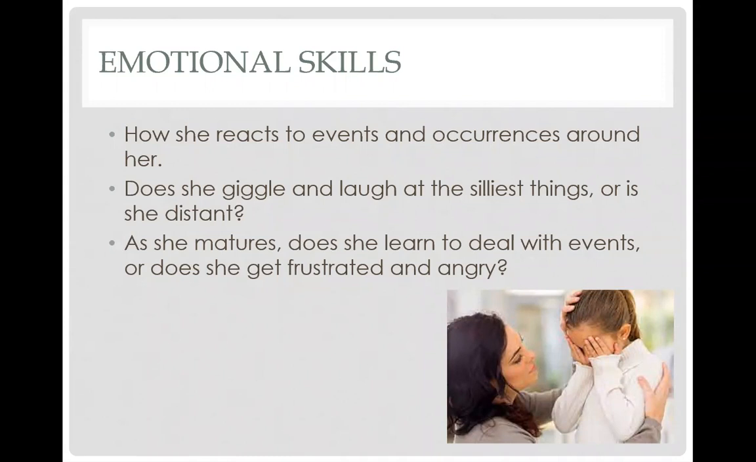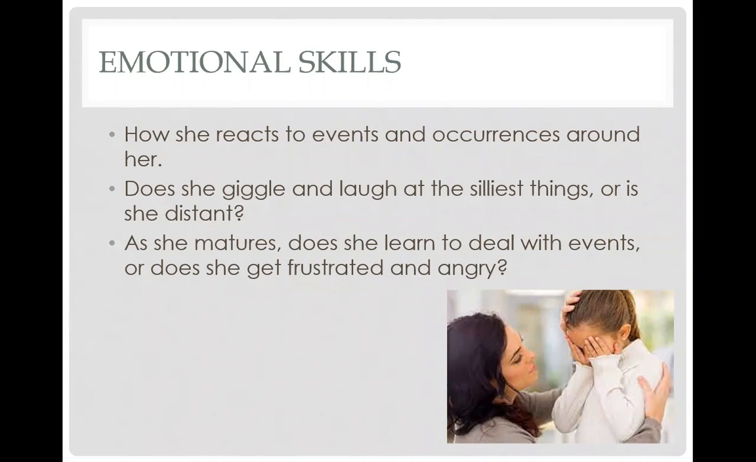How does the child react to events and occurrences around her? Does she giggle and laugh at the silliest things, or is she distant? As she matures, does she learn to deal with events, or does she get frustrated and angry? These questions tell you what kind of situations are associated with emotional skills. Actually, it is all about controlling our emotions.